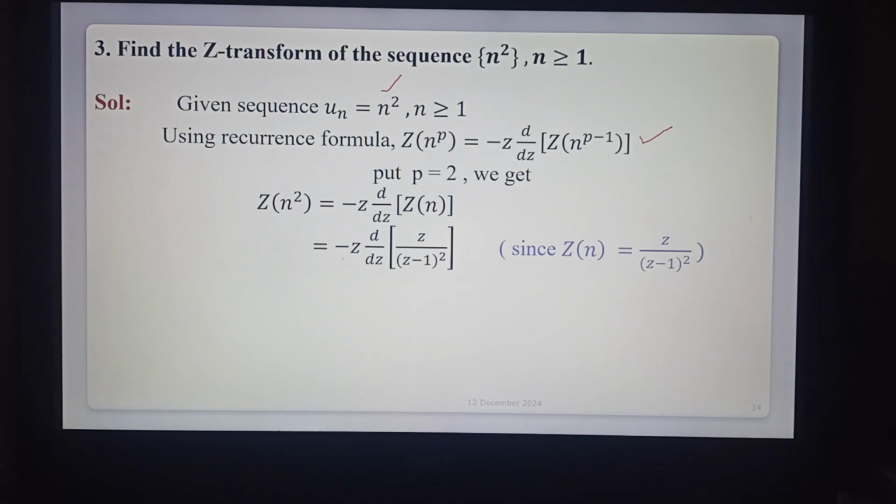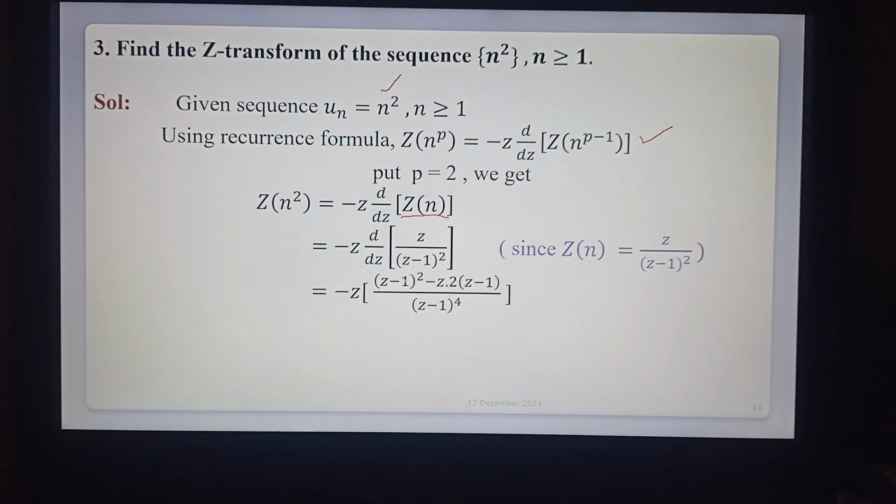So that is minus z times d/dz of the Z transform of n, which we already found in the previous lecture: z/(z - 1)^2. Now differentiating by the u/v method: minus z times [(z - 1)^2 minus z times 2(z - 1)] divided by (z - 1)^4. Now (z - 1) is common and cancels one term, remaining minus z times [(z - 1) minus 2z] divided by (z - 1)^3. After simplification, it is z(z + 1)/(z - 1)^3. This is the Z transform of the sequence n^2.